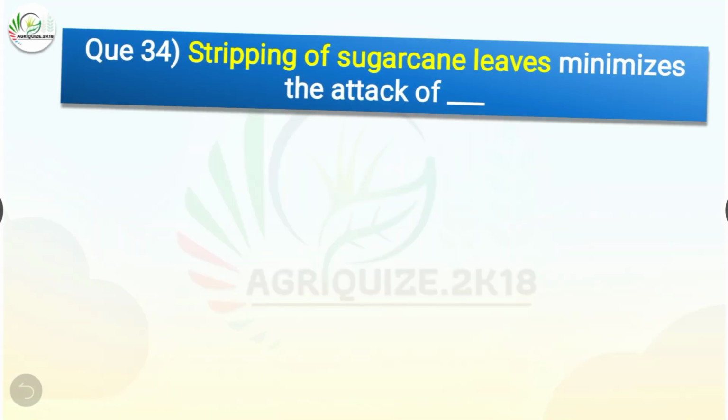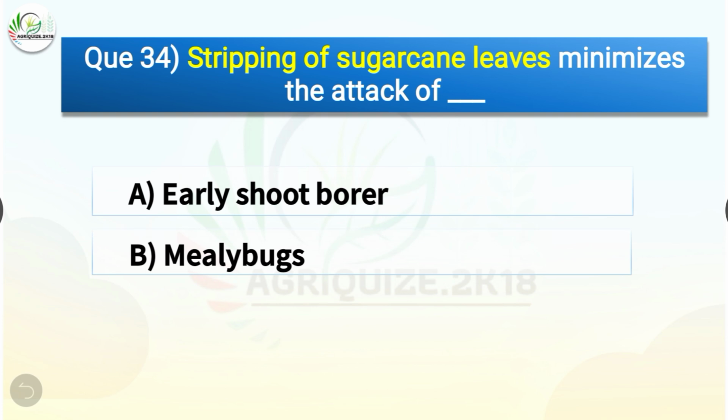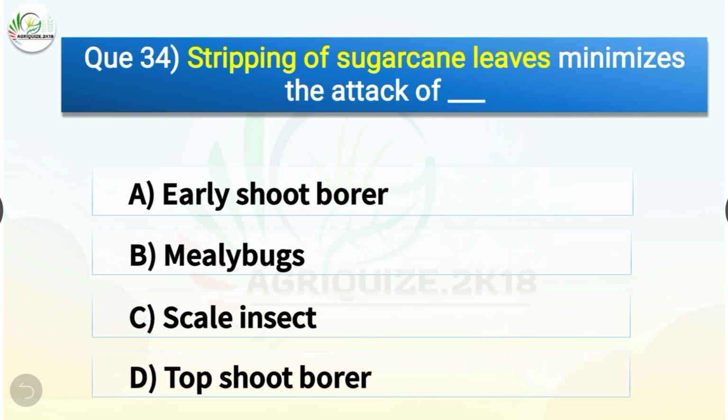Question number 34. Stripping of sugarcane leaves minimizes the attack of dash. The options are early shoot borer, mealybugs, scale insect, or top shoot borer. The correct answer is option B, mealybugs. So stripping of sugarcane leaves minimizes the attack of mealybugs. The scientific name of mealybugs is Saccharicoccus sacchari.